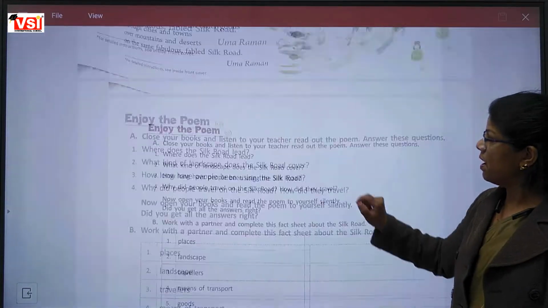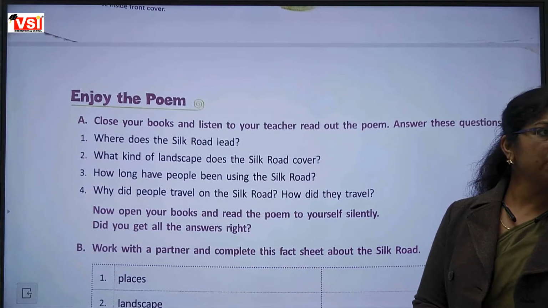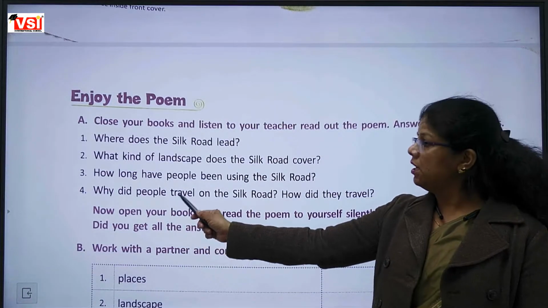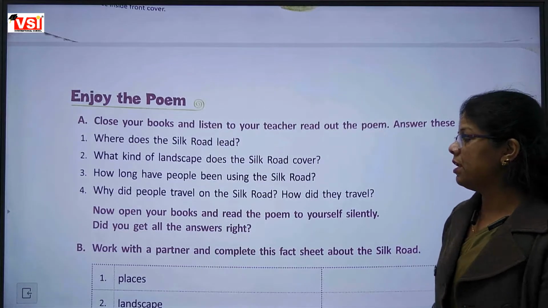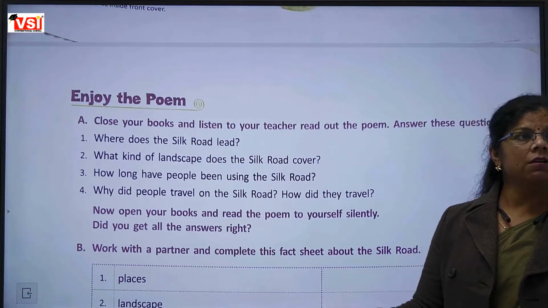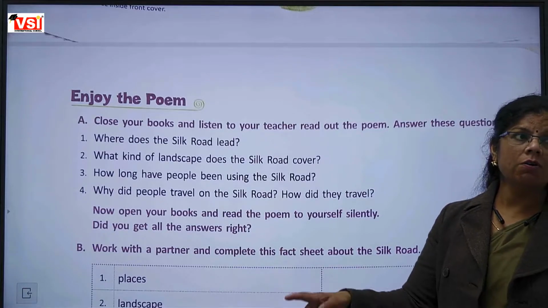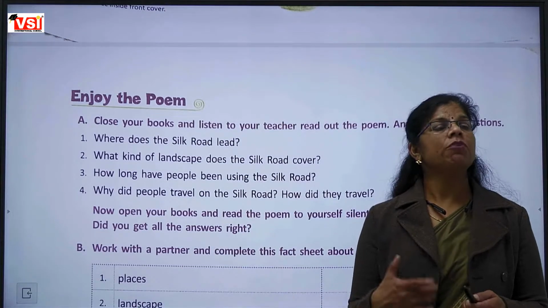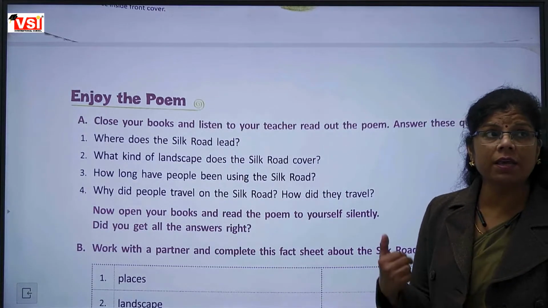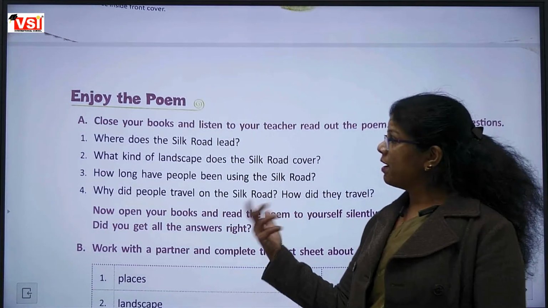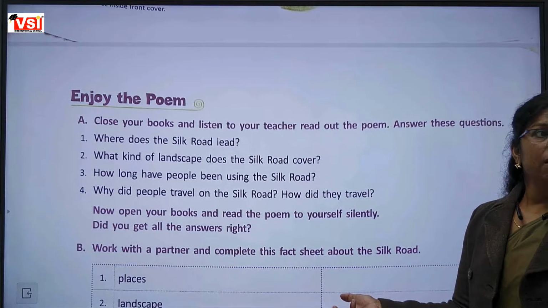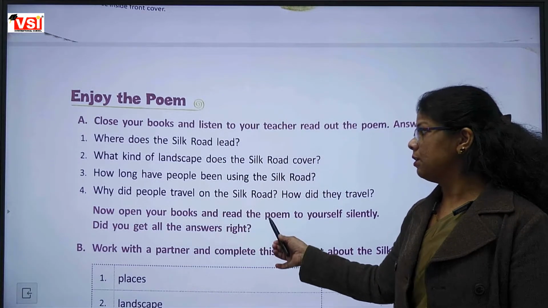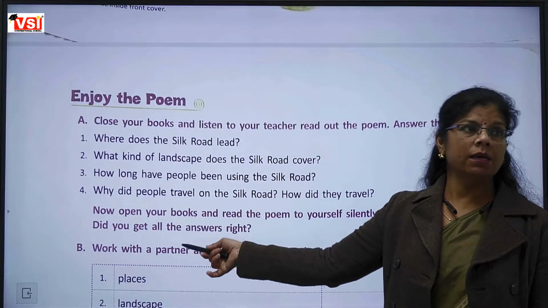And if it is a past answer, then we have to use the second form. Fine, because we have to answer in past only. Did is used only then. So we will answer that people traveled on the Silk Road for trading their goods. For trading their goods, like silk, paper, glass, spices, perfumes, gems. So they were traveling on the Silk Road for trading their goods. Then you can tell the names of their goods also.